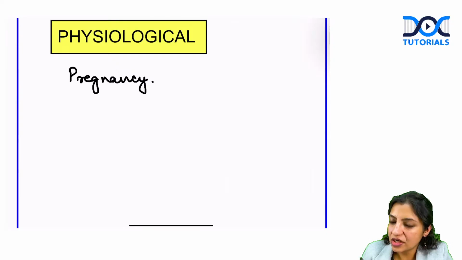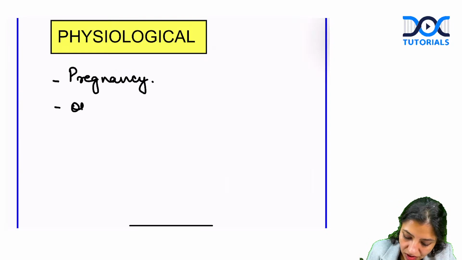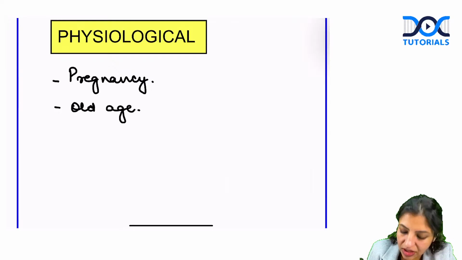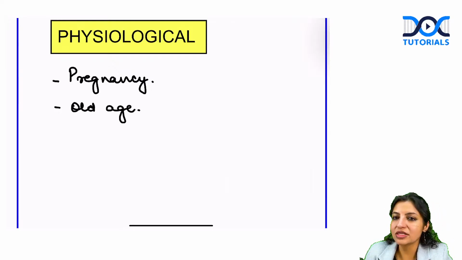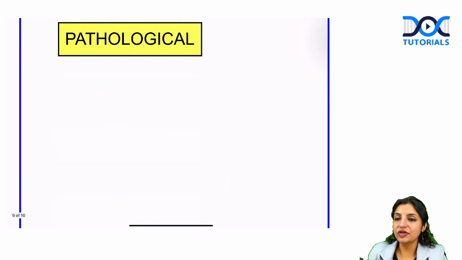The second condition that you have to remember is age. As the age increases, your ESR increases. That is the second thing that you have to be very clear. So pregnancy and aging are very important. So that's physiological. Now let's come to the pathological causes of increased ESR.